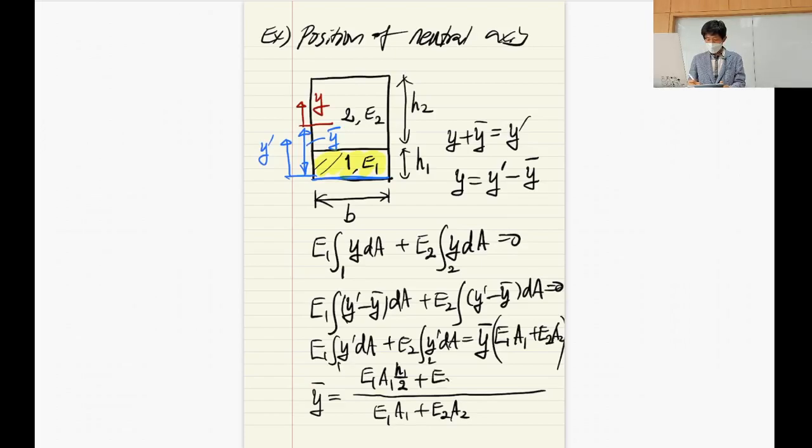And then E2 and the cross-sectional area of material 2. The distance to its geometrical centroid is what? H1 plus H2 divided by 2. Okay? It's very easy, right? That's how we can calculate the position of the neutral axis. Do you have any questions?